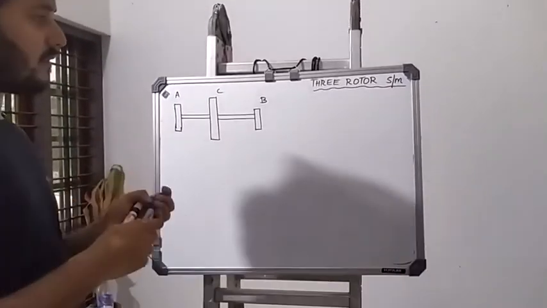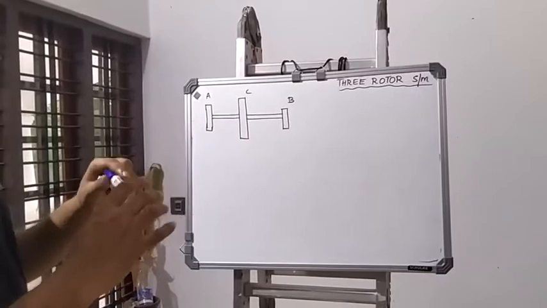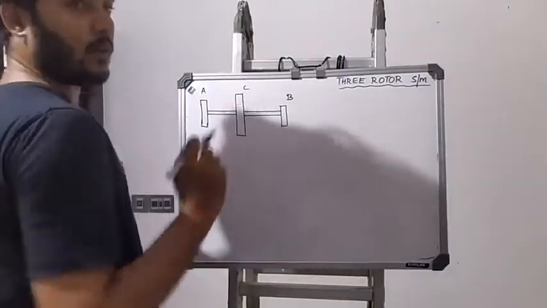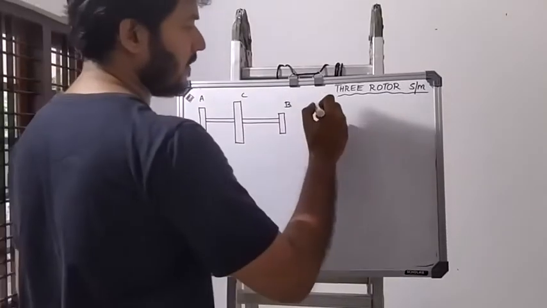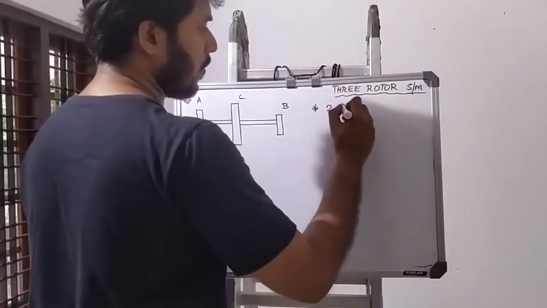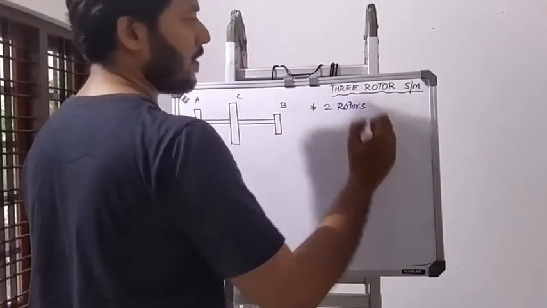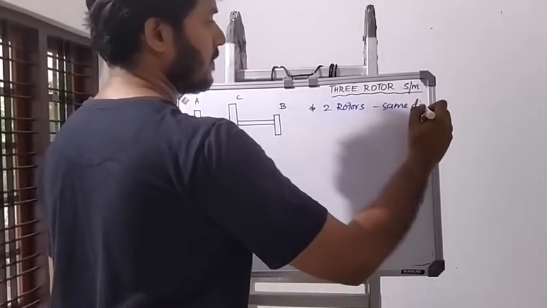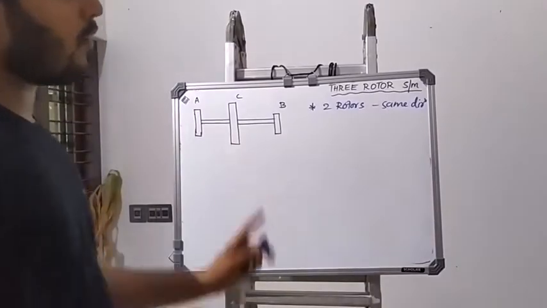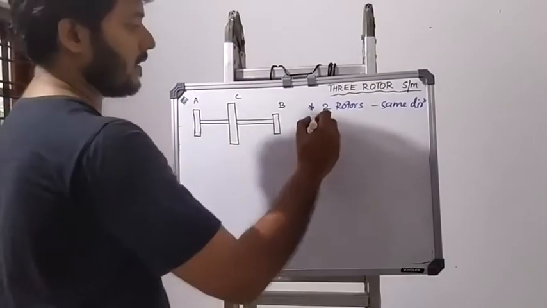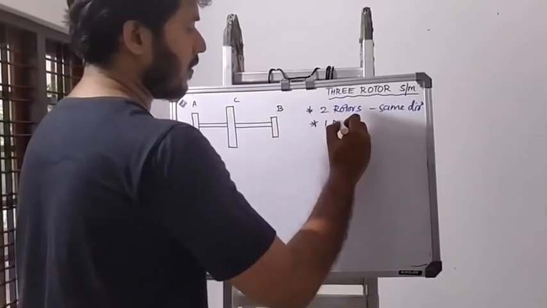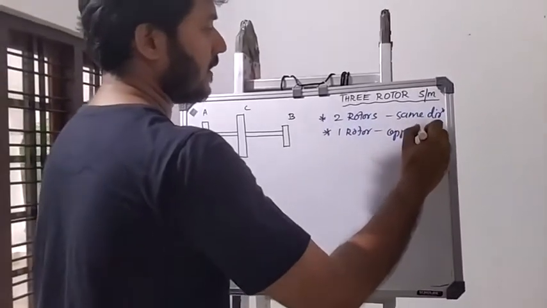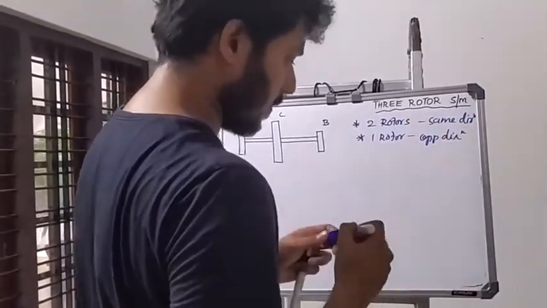See, certain assumptions or basic fundamentals that you have to understand here is, as you have 3 rotors, always you have a scenario that 2 rotors will be rotating in the same direction. Always 2 rotors will be rotating in the same direction, and the remaining 1 rotor will be rotating in the opposite direction. Always the cases will be like this.